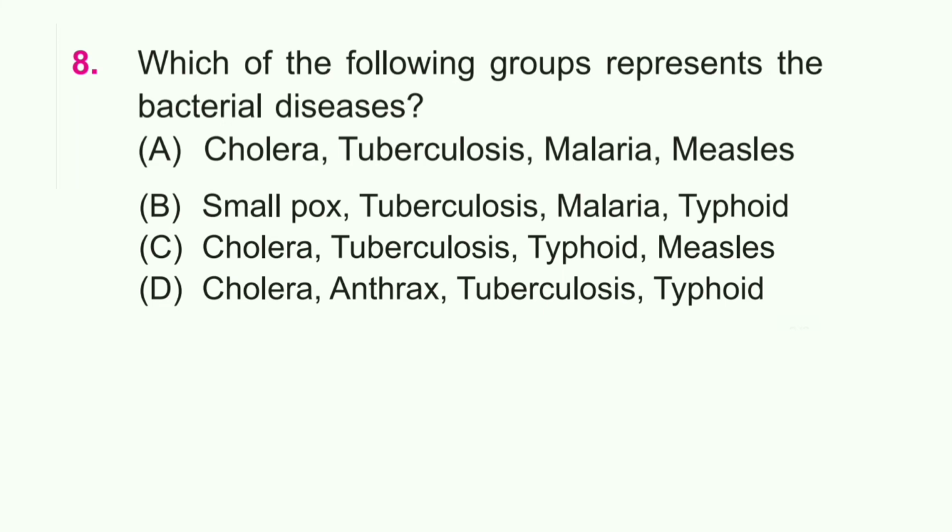Option C, cholera, tuberculosis and typhoid. All are caused by bacteria, but measles is caused by virus. Option D, cholera, anthrax, tuberculosis, typhoid. All are caused by bacteria. So option D is correct. All diseases in this group are caused by different bacteria.